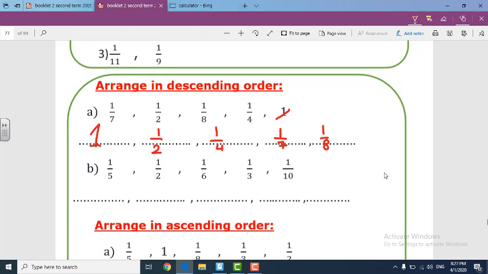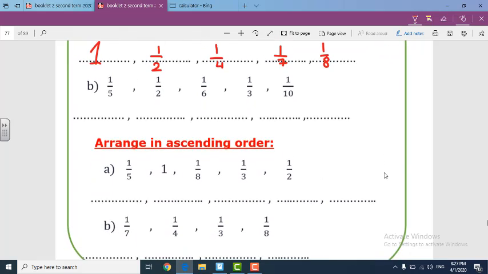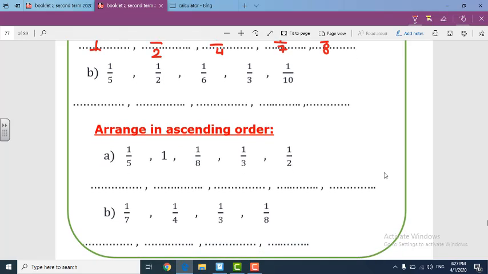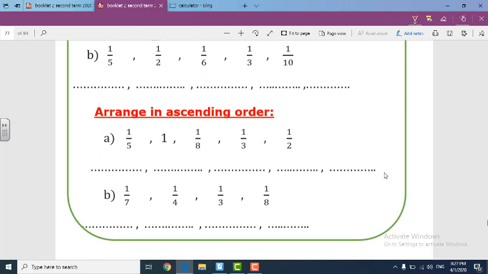Okay, arrange here in ascending order. Ascending means from the smallest to the greatest. So 1 is the greatest number, so write 1 here. Okay, here we have the same top number, the same numerator, so we have a crazy man in the denominator. So arrange the denominators descending. Descending, so start with the big number, so start with the big denominator.